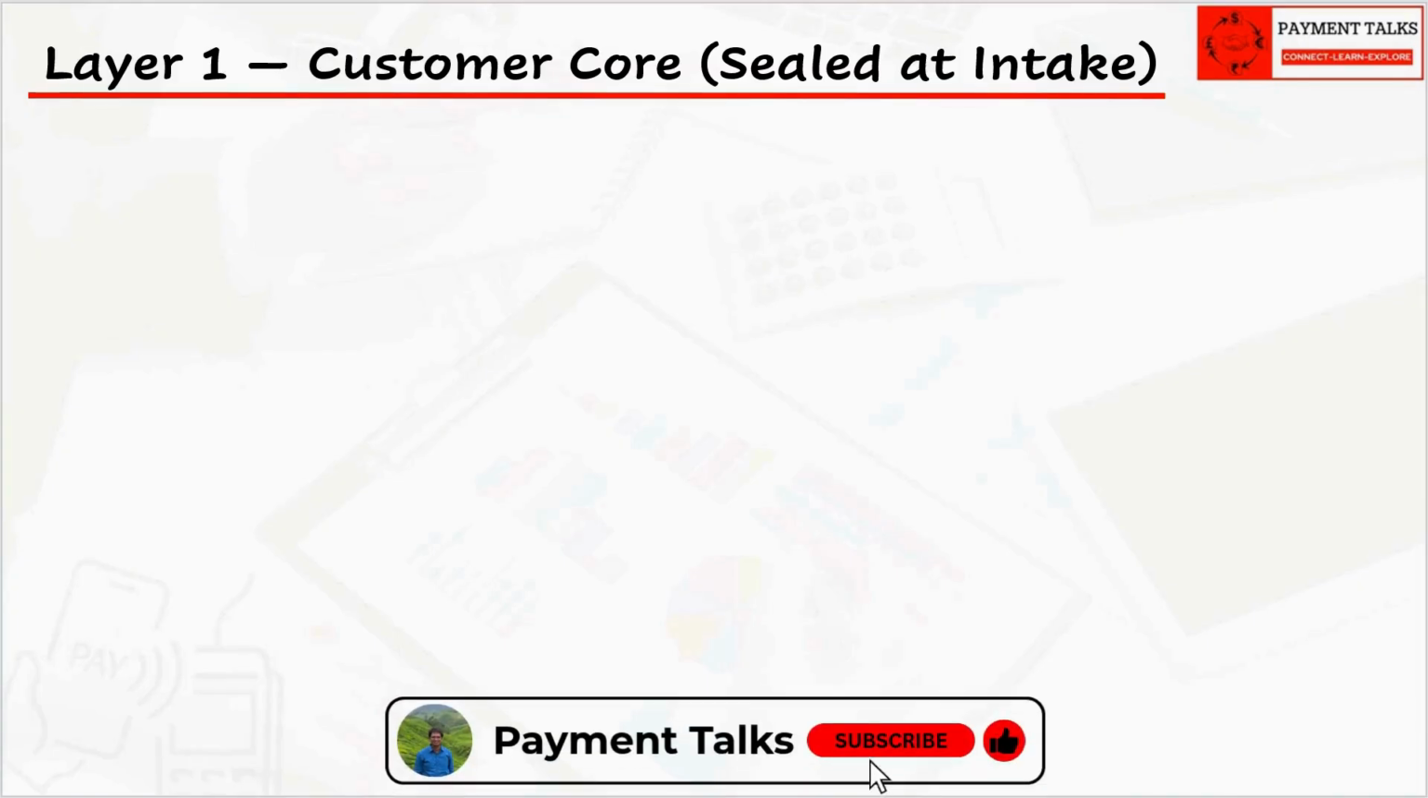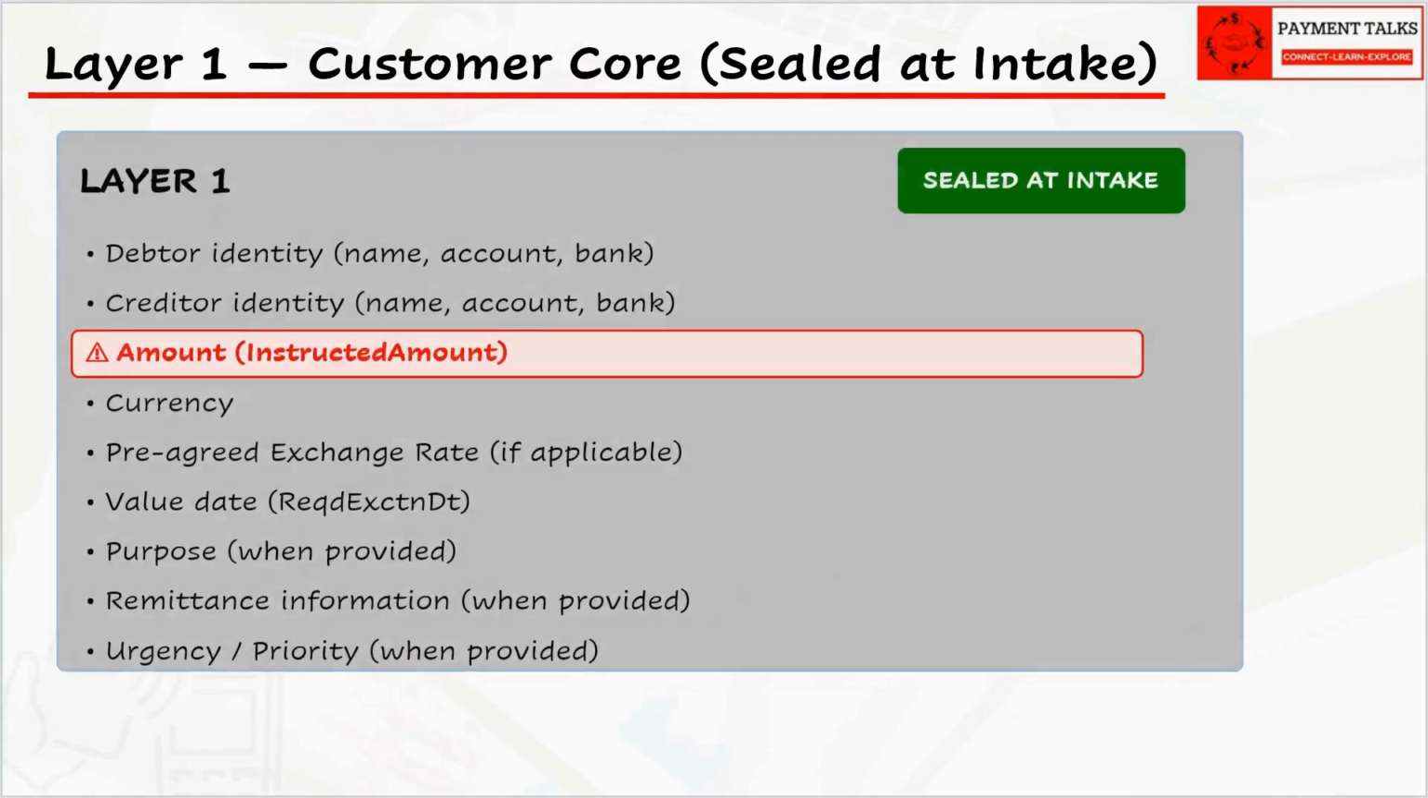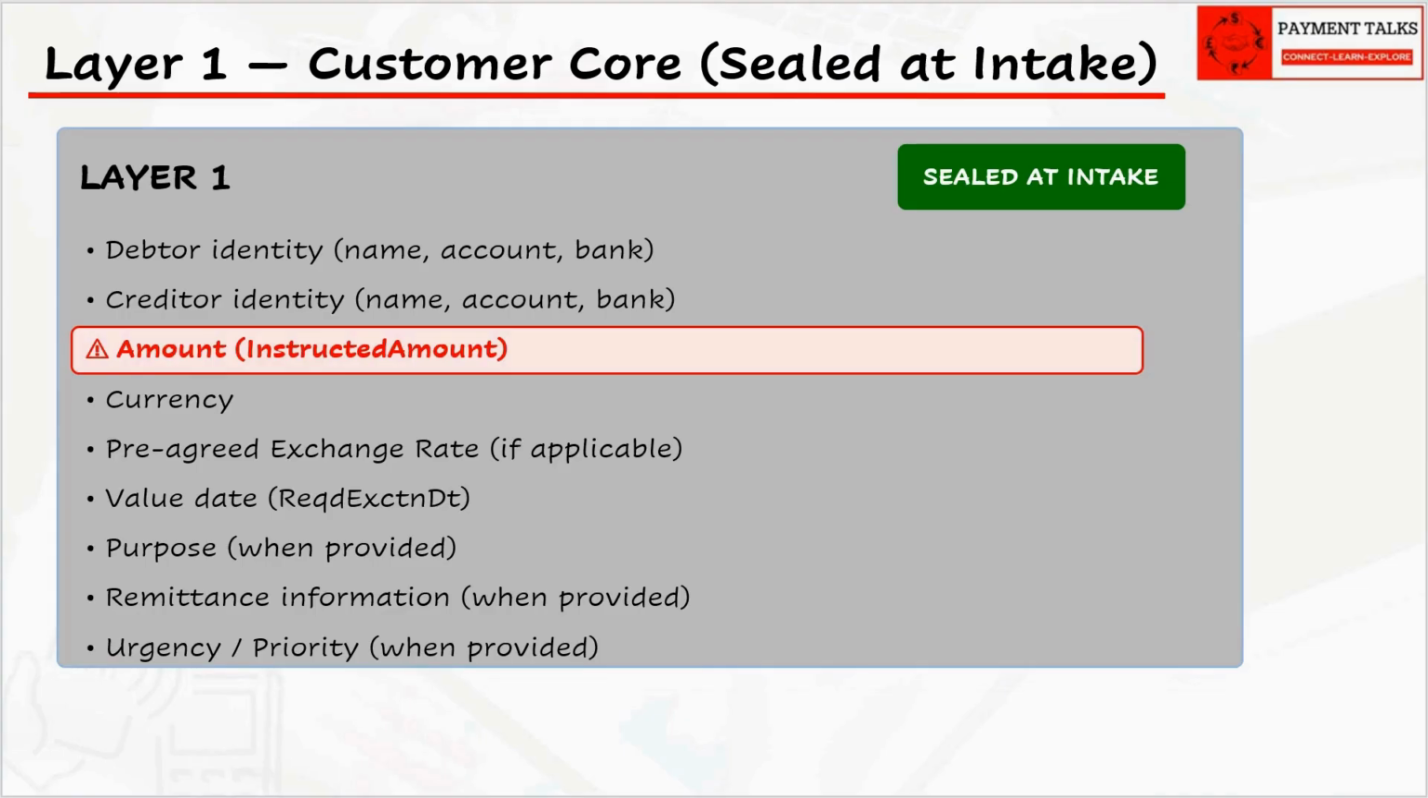Layer 1 holds the 9 customer provided elements we covered earlier. Debtor identity, name, account number, their bank. Creditor identity, name, account details, their bank as provided. The instructed amount, Euro 50,000 for Claudia, never modified after this point. Currency, Euro. Pre-agreed exchange rate if the customer logged one. This goes in layer 1 because the customer decided it, not the bank.